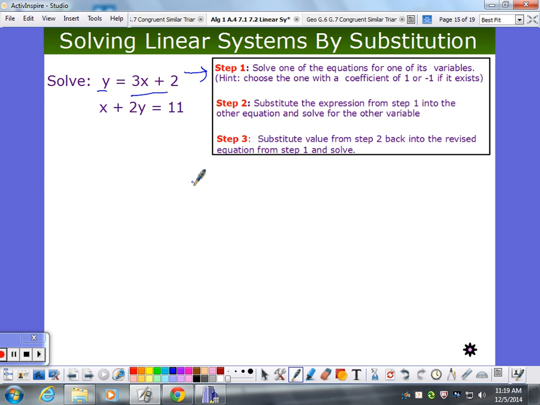That's step 1. I did that. Now look at this: y and 3x plus 2. What does equal mean? Same. So y and 3x plus 2 are the same.